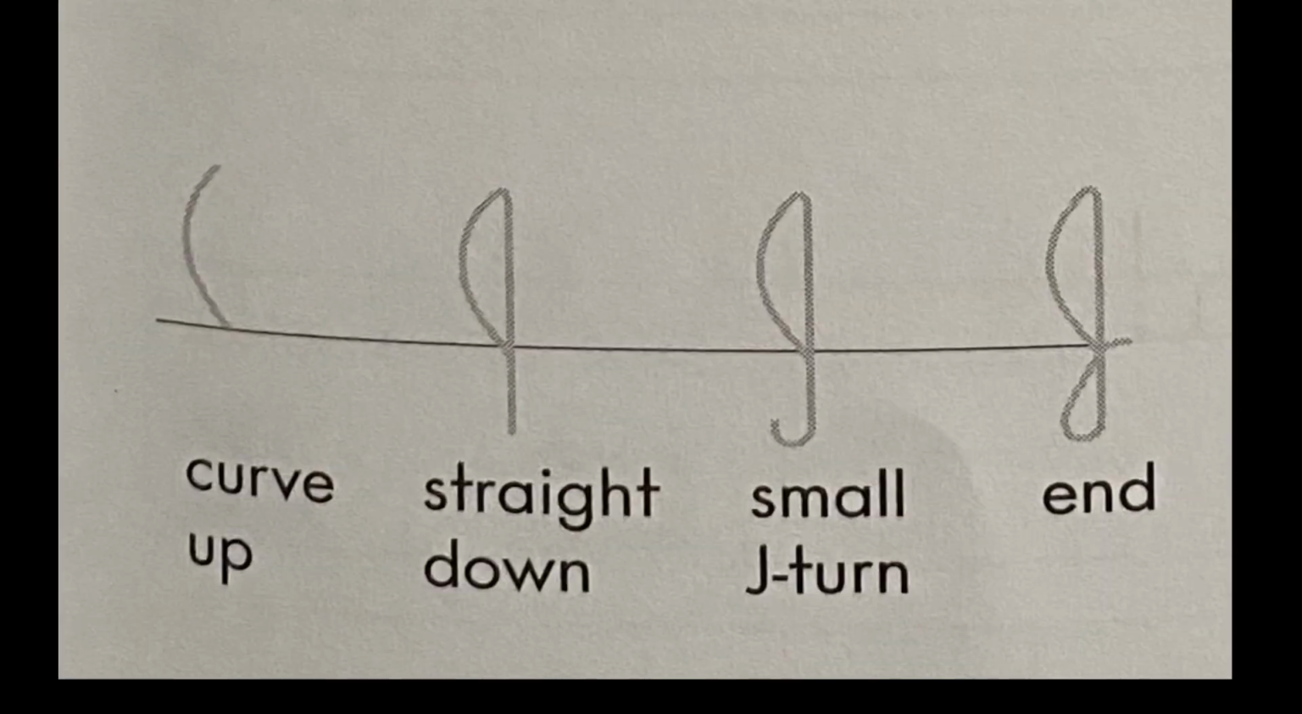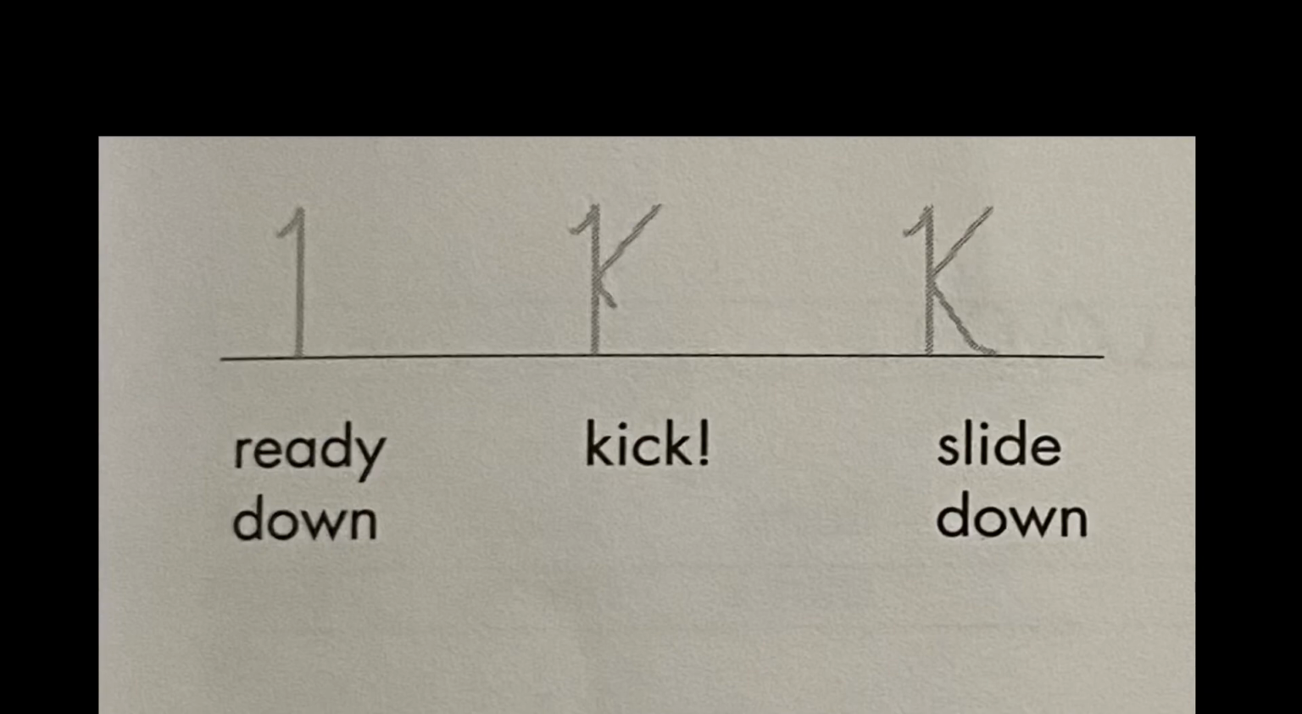Capital J, we're going to curve up like we did for the capital letter I, but we're going to bring it straight down and add that small J turn. We're going to end by connecting where we started. Capital letter K also starts with a ready down. Then we're going to kick our pencil out and slide it down.